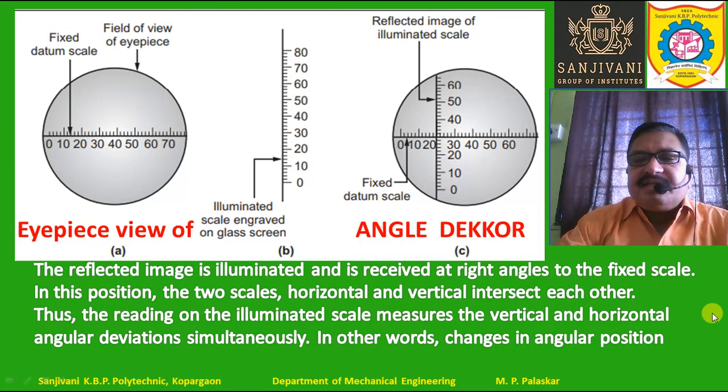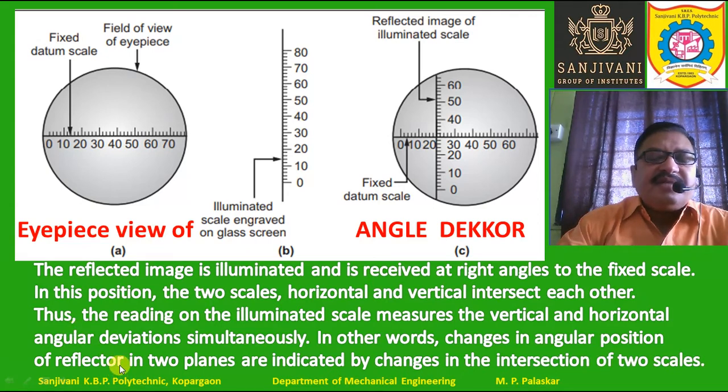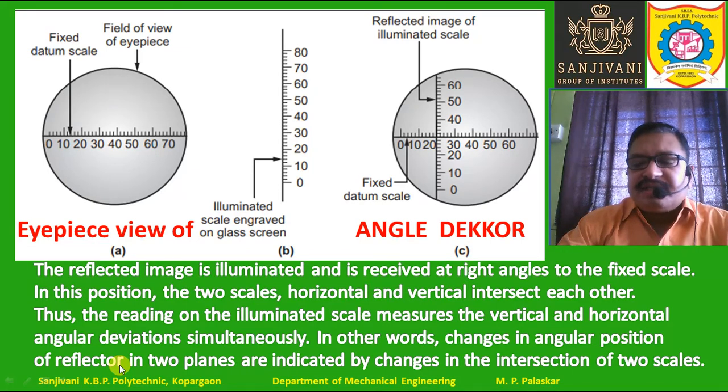In other words, changes in angular position of the reflector. The reflector is nothing but the workpiece whose angle is to be measured. So that will reflect the light according to its angular position, and according to that we will get the reading which can be seen through the eyepiece of the microscope.